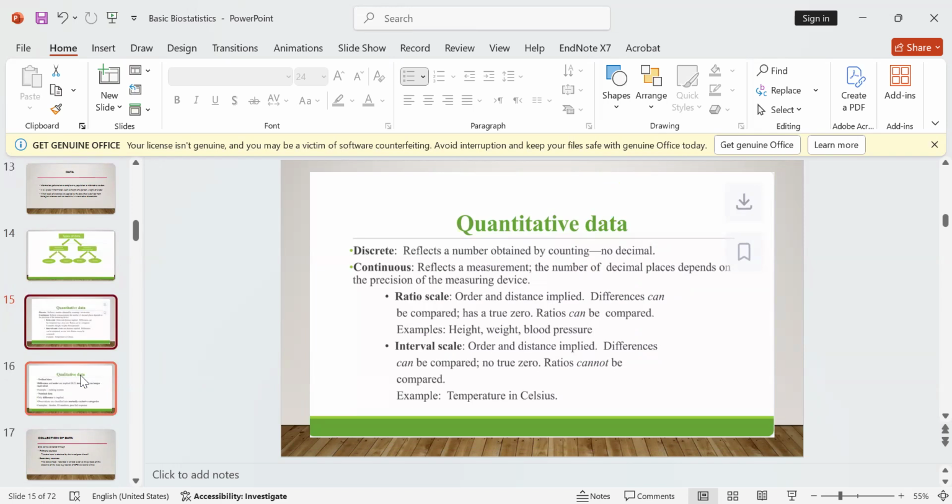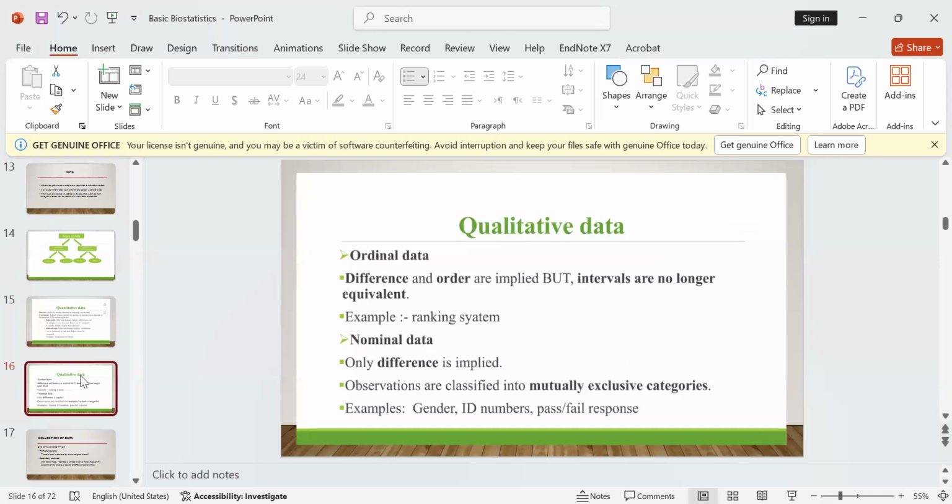Discrete reflects a number obtained by counting, which includes no decimal. And continuous reflects a measurement. The number of decimal places depends on the precision of the measuring device. It includes a ratio scale and an interval scale. Ratio scale: order and distance are applied. Interval scale: order and distance are applied, differences can be compared, and it has no true zero. Ratios cannot be compared. For example, temperature in Celsius.